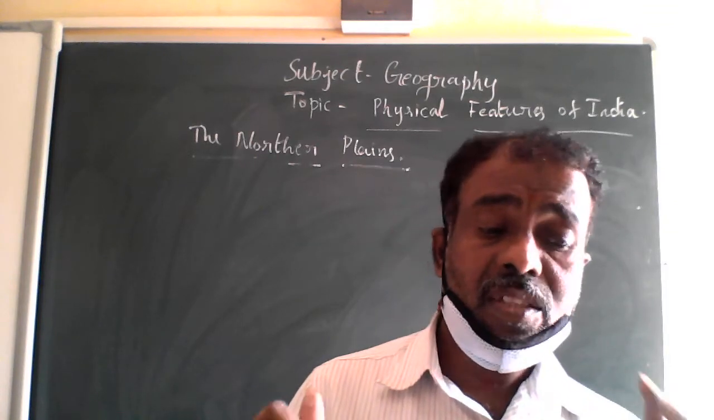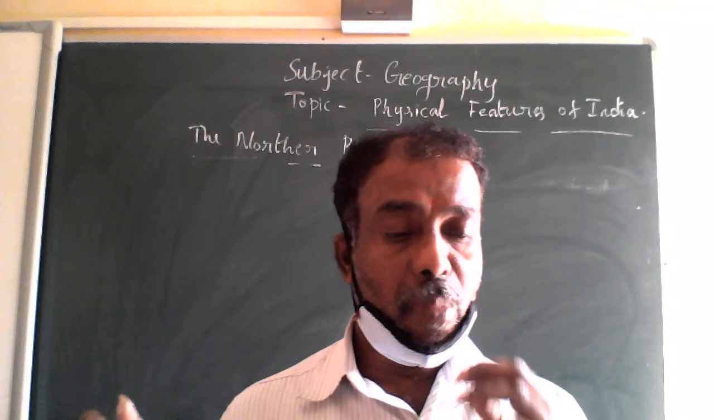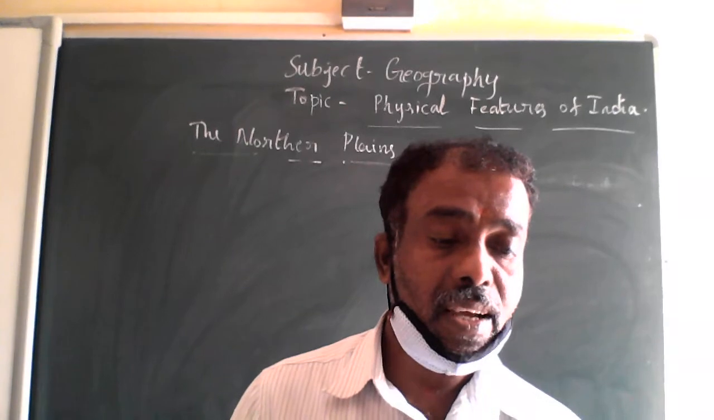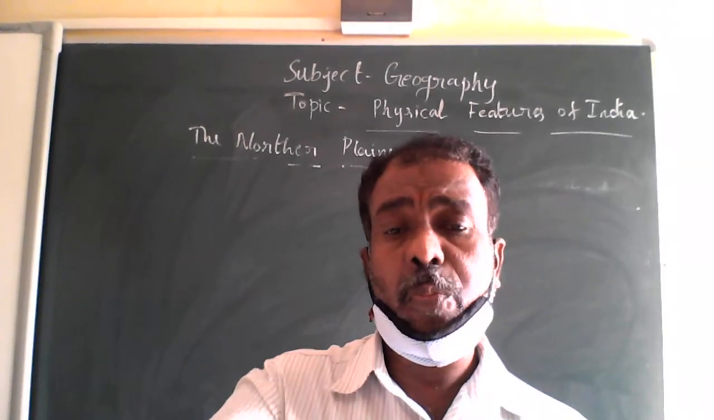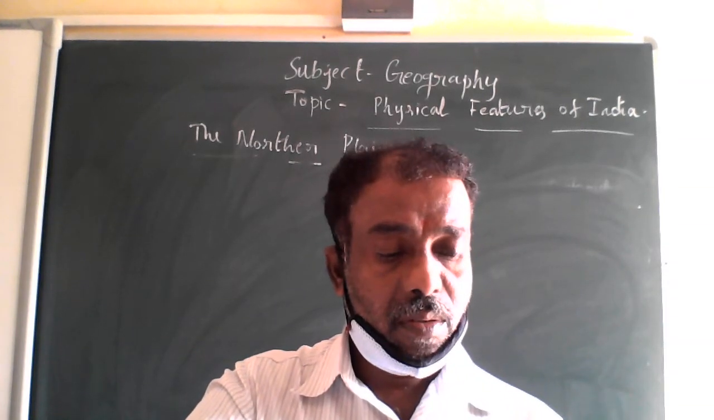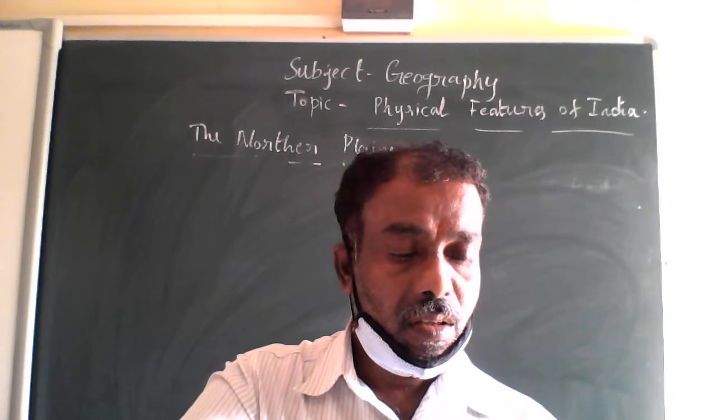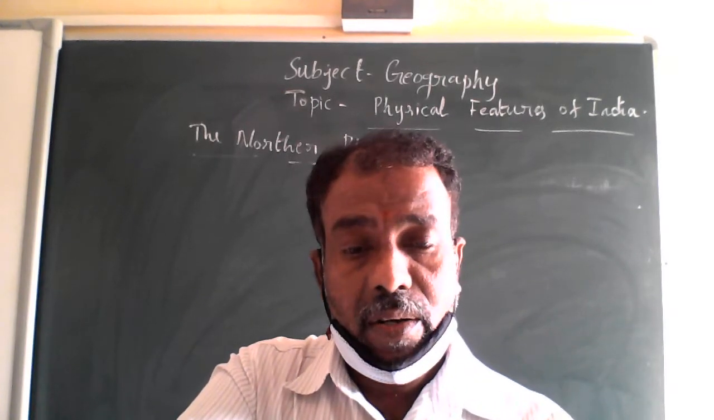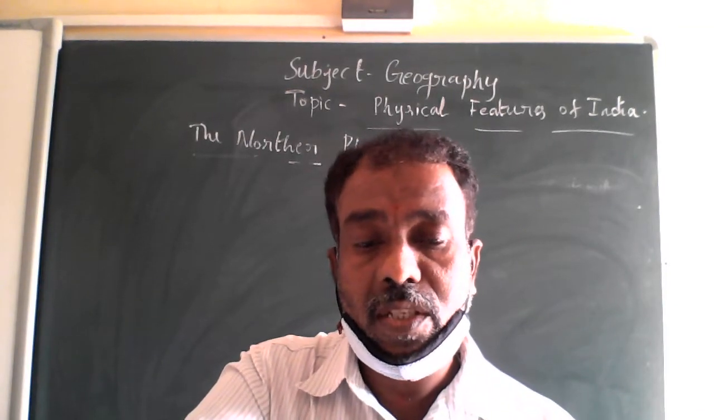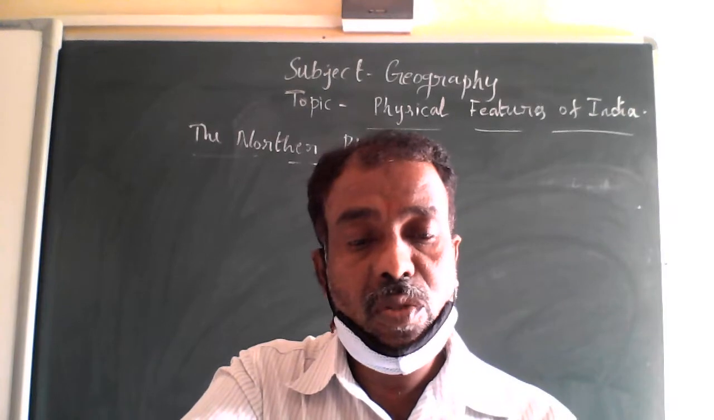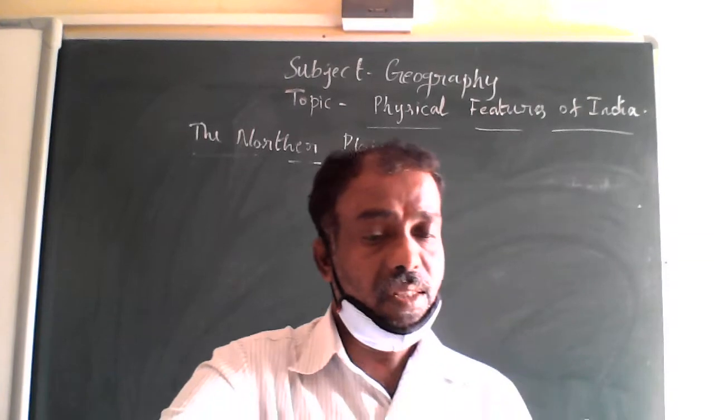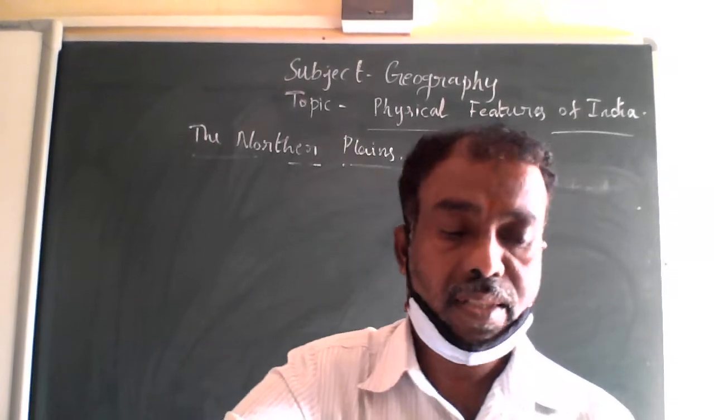With a rich soil cover combined with adequate water supply and a favorable climate, it is agriculturally a very productive part of India. We also learned that the different rivers in their lower course split into numerous canals due to deposition of silt. These channels are known as distributaries. Now let us learn more about the northern plains.